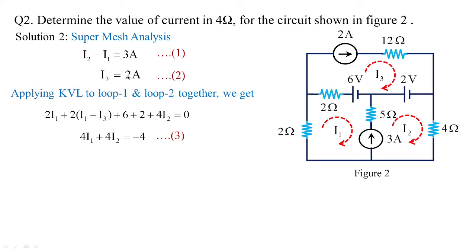Whereas I3 is 2 amperes. So 2 times multiplied with minus 2 becomes minus 4. So 8 minus 4 becomes 4. So 4 taken on the opposite side becomes minus 4. Is this clear how this equation is framed? Right. Now solving equation 1 and equation 3, I'm going to get the value of I1, which is equal to minus 2 amperes, and I2 is equal to 1 ampere. So I2, which is the current flowing in 4 ohms, is the same current we obtained using supernode analysis.